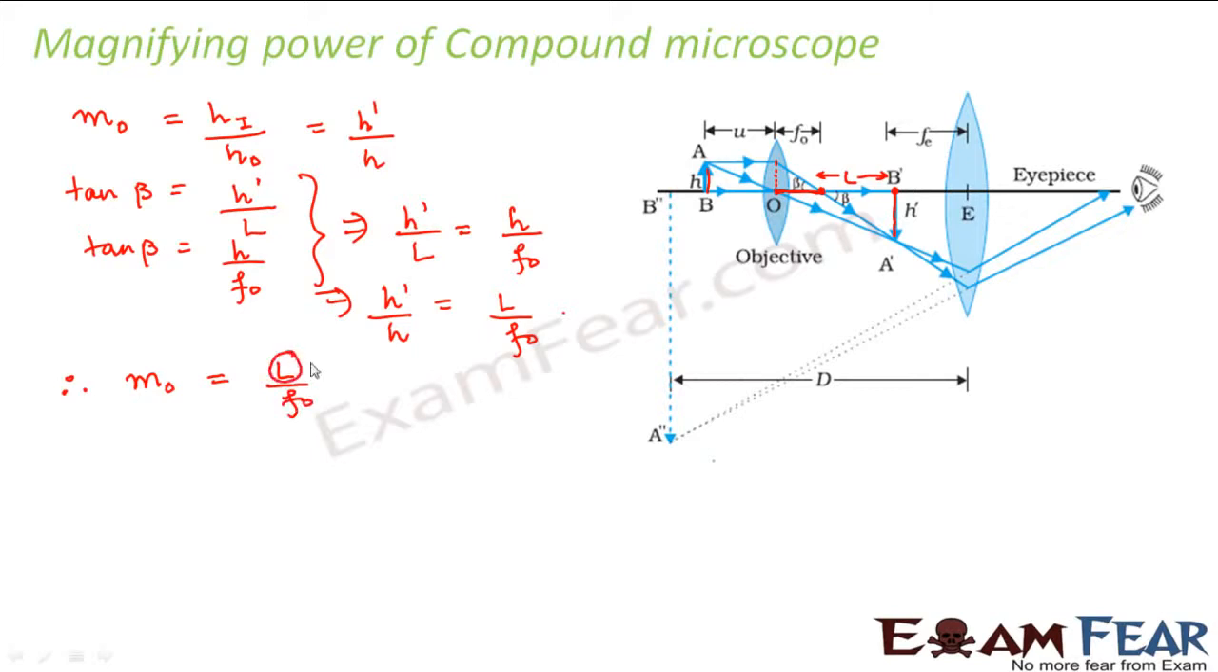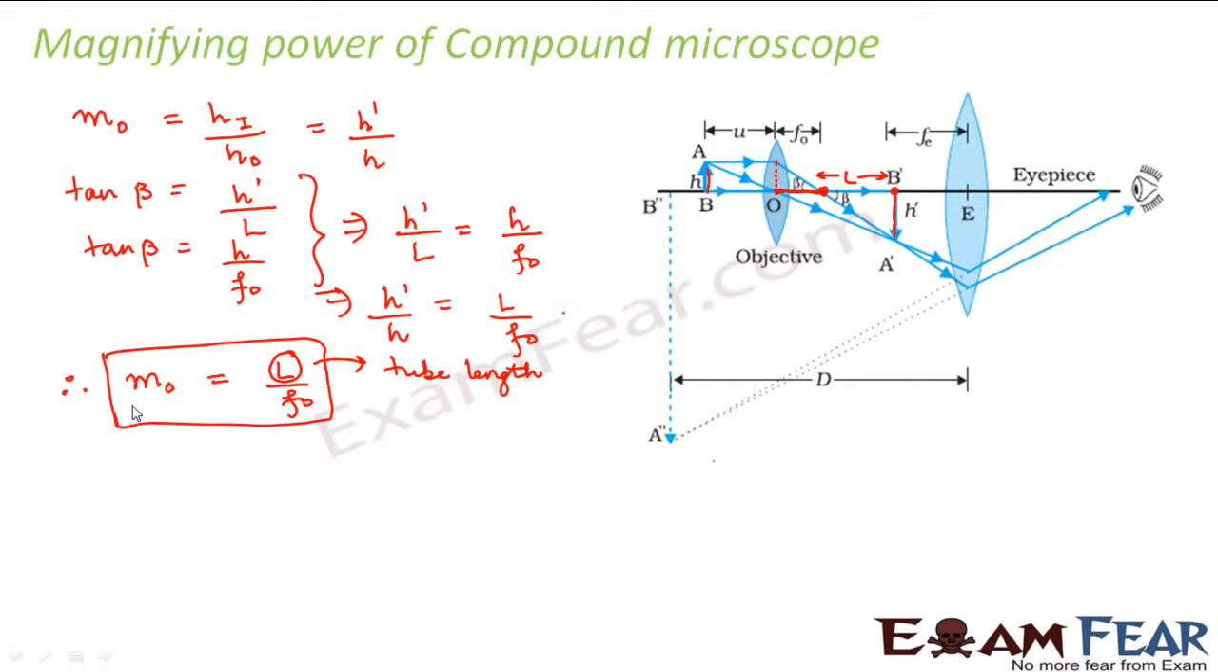Now what is this L? L is known as the tube length of a compound microscope. L is nothing but the distance between the second focus of the objective and the first focus of the eyepiece. Here, this is the first focus of the eyepiece and this is the second focus of the objective. The distance between these two points is known as the tube length. This is how we calculated the magnification of the objective.